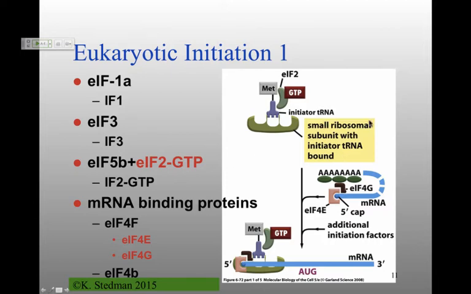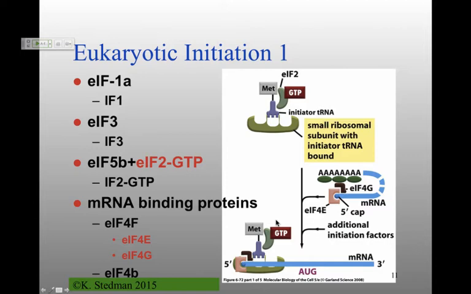But here, very differently from bacteria, where the small subunit associates with the messenger RNA, now you have eIF2 with GTP bound to your initiator tRNA that associates with the small subunit of the ribosome before it sees the messenger RNA at all. So now you've got to get this complex, the initiator tRNA and the small subunit of the ribosome, to your AUG. Well, how do you do that? We've got caps, right? So first, this complex associates with the cap. How does it associate with the cap?